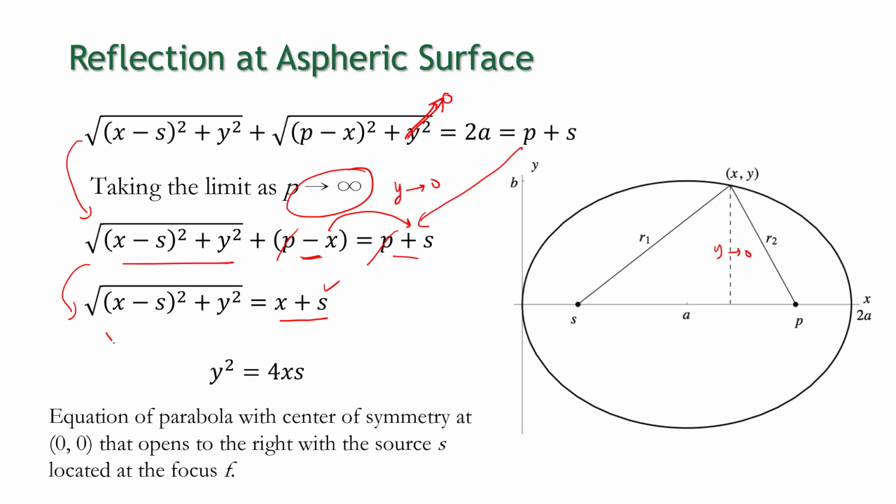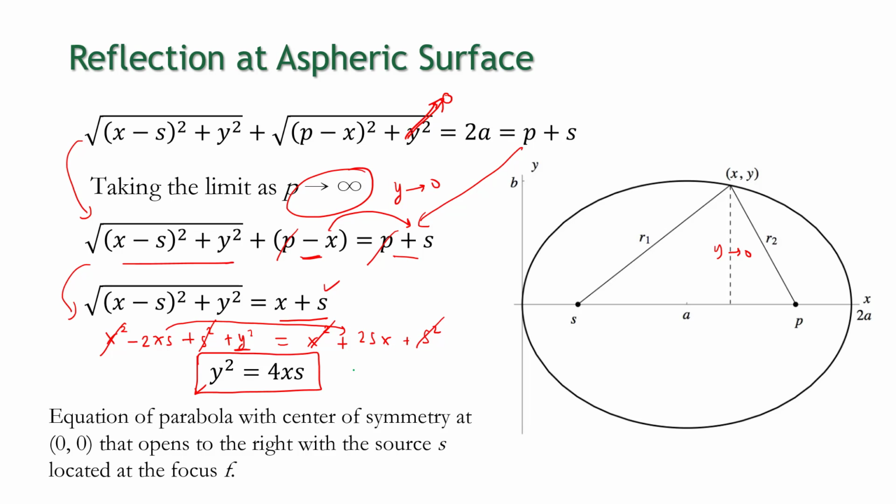Square on both sides, you get x squared minus 2xs plus s squared plus y squared. I'm squaring on both sides, so x squared plus 2sx plus s squared, using the a minus b squared formula. So x squared and x squared cancel, s squared and s squared cancel. So we have y squared, and this one take it to the right, add with this one, so you get 4sx.